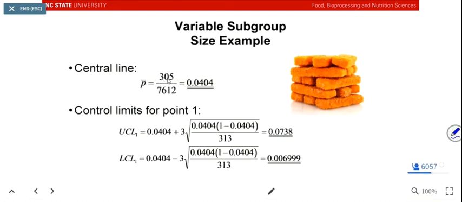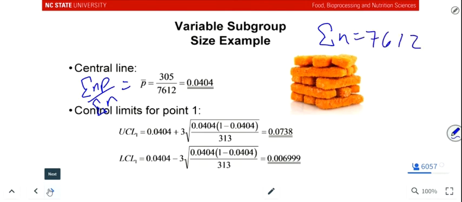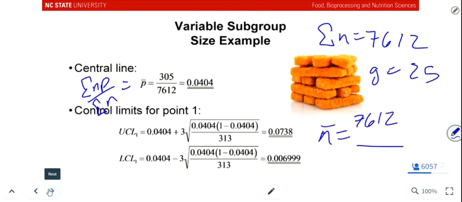And so if the total n was 7,612, because remember, p-bar equals the sum of np divided by the sum of n. So if the sum of n equals 7612, and there are 25 subgroups, what is n bar, basically? What is the average n? How would you get that? 7612 divided by, if we want to know the average n for all 25 subgroups, we're going to punch in 25, right? So that's how you would get n bar, and then whatever this is, you would punch that in the denominator instead.